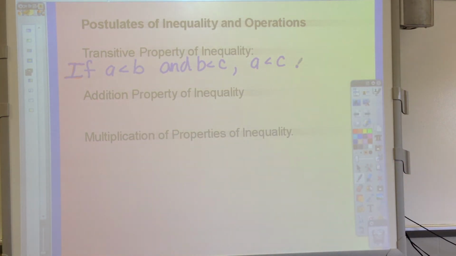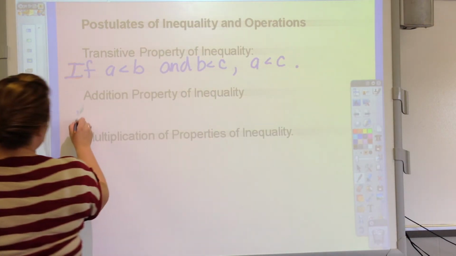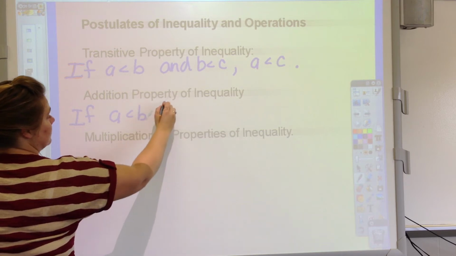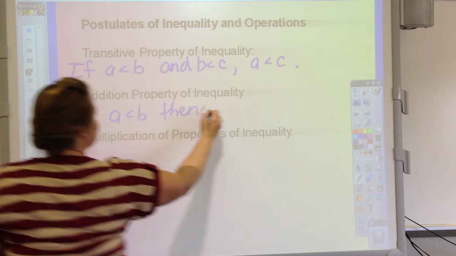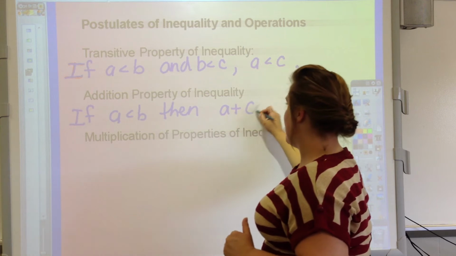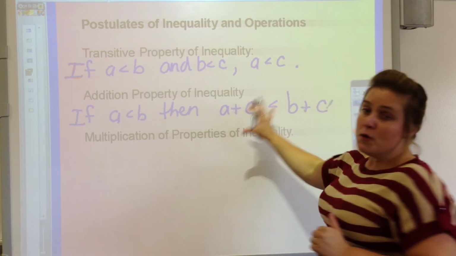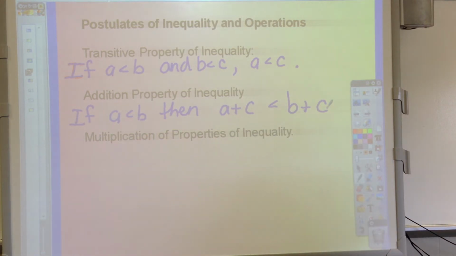For the additive property of inequality, I would say if A is less than B, then A plus some value of C is going to be less than B plus some value of C. Basically, I did the same thing as the additive property of equality. I just added the same value to both sides. Now let's look at the last one, the multiplication property of inequality.